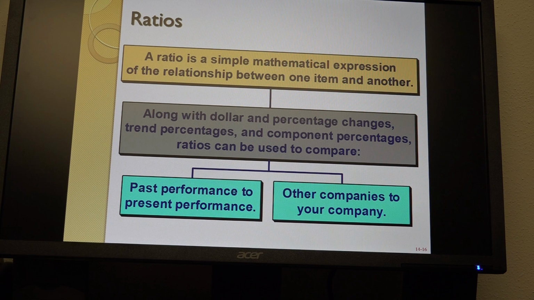Ratios can be used to compare past performance to present performance, so that's analyzing the numbers within one company. You can also compare competitors, or even a company compared to industry trends or industry standards. So there are many different uses for these ratios.